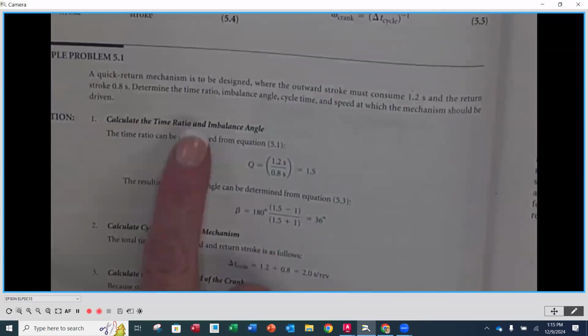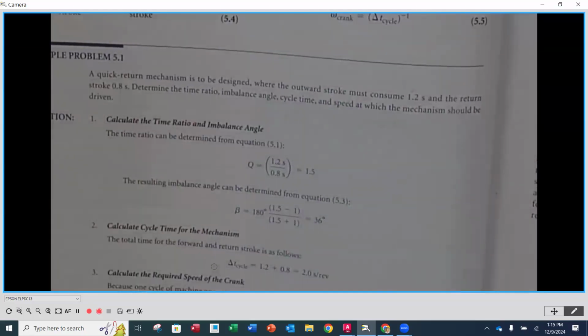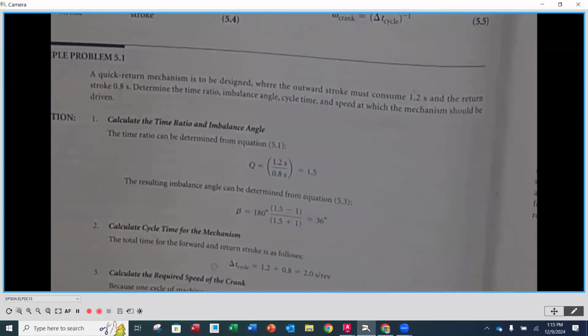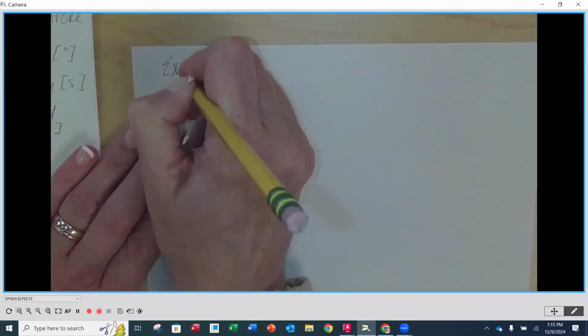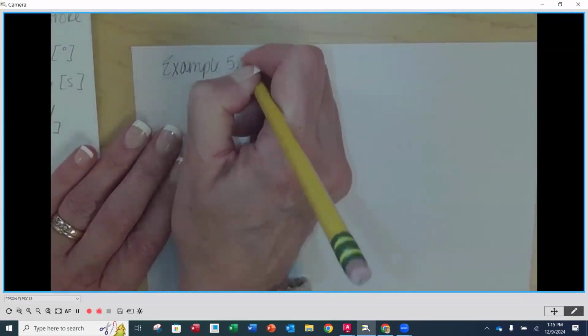Okay. And then what they want us to do here is determine the time ratio, the imbalance angle, the cycle time, and the speed of the mechanism, the speed at which this mechanism should be driven. Okay, so I'm going to grab a new piece of paper here, and I'm going to keep my equation sheet handy. This is going to be example 5.1.